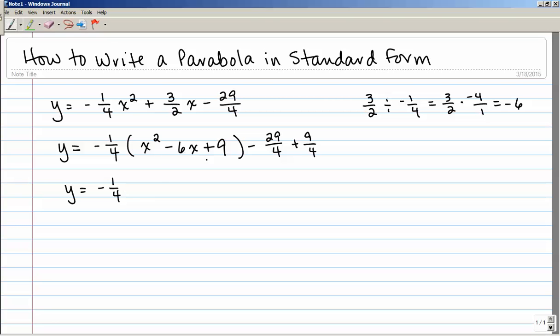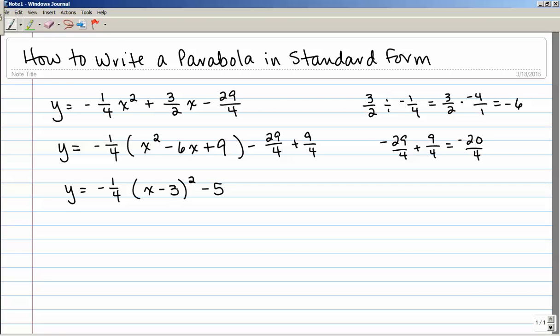Let's factor this. Since that is a perfect square trinomial, it's going to factor into the square root of x squared minus the square root of 9. So that's going to be x minus 3 squared. And here I have negative 29/4 plus 9/4. Negative 29/4 plus 9/4 is negative 20/4, or a negative 5. Okay, that's standard form of a parabola.